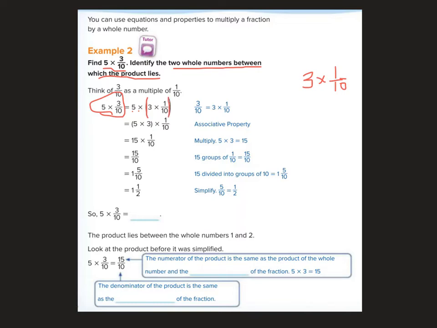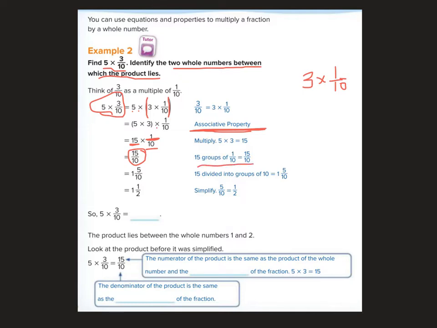Now look at this, you guys. Oh, this is awesome. I'm going to use the associative property to show that I can move those parentheses. Instead of multiplying 3 times 1/10, I'm going to move them so that I can multiply 5 times 3 first, because I like that a lot better. So if I move those parentheses because of the associative property, I can do that. Then I'm doing 15 times 1/10. Okay, so then I just know I'm doing 15 times 1, so I'm going to get 15/10. I have 15 groups of 1/10 or 15/10.